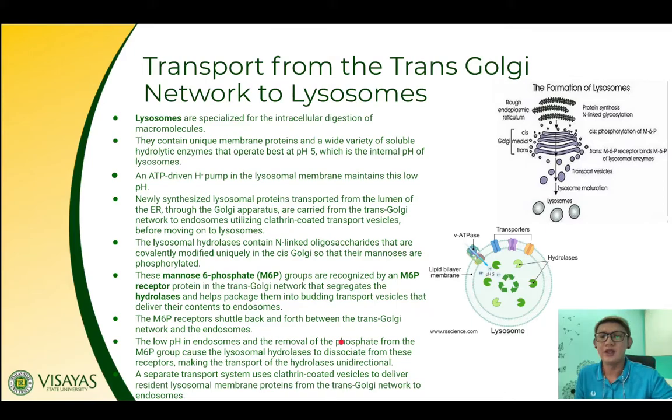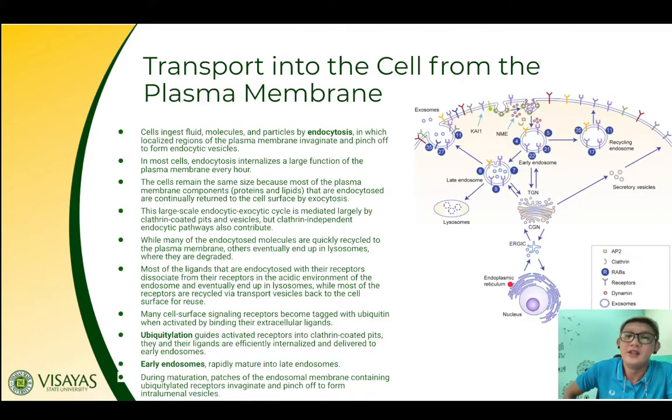The low pH in endosomes and the removal of the phosphate from the M6P group cause the lysosomal hydrolases to dissociate from these receptors, making the transport of the hydrolases unidirectional. A separate transport system uses clathrin-coated vesicles to deliver resident lysosomal membrane proteins from the trans Golgi network to the endosomes. Okay, now let us talk about the transport into the cell from the plasma membrane.